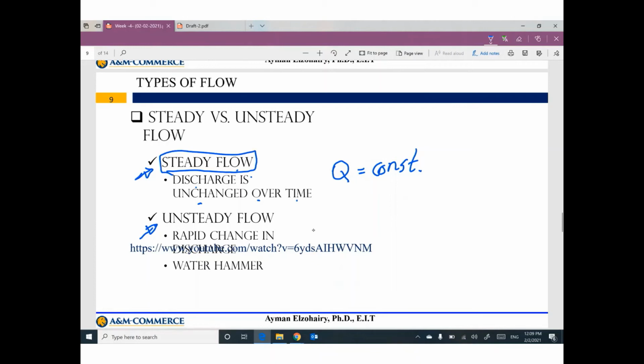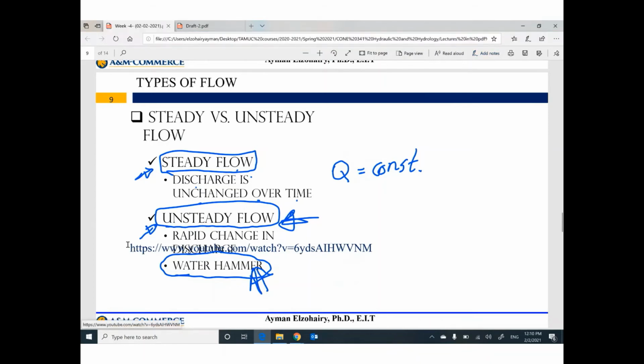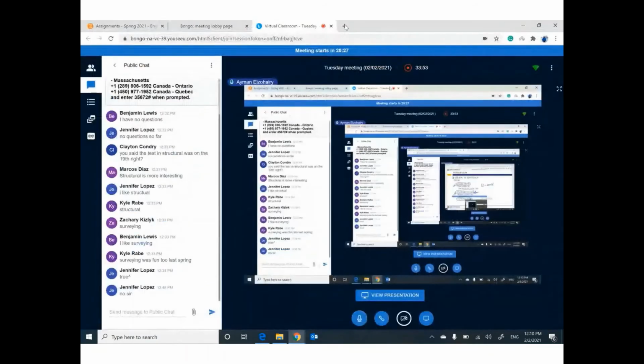If the discharge changes rapidly, we can call it unsteady flow. In this case, if you have unsteady flow, we can expect water hammer. Water hammer is a very bad phenomenon, it can cause damage to the flowing system. Let me open this video to understand what is the meaning of water hammer.